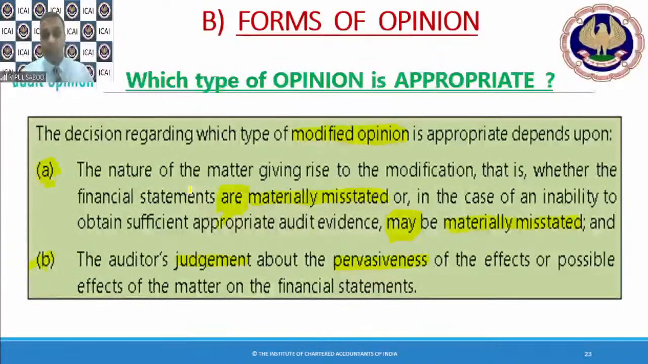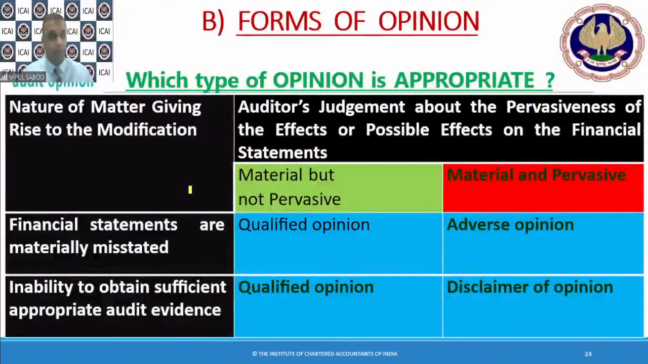So here is this matrix for you. Which type of opinion is appropriate? This matrix is really helpful. Financial statements are materially misstated. Let us come to the first box. Financial statements are materially misstated. Material but not pervasive, qualified opinion. We have come up with the fact, point number one. Point number two, material and pervasive, adverse opinion.